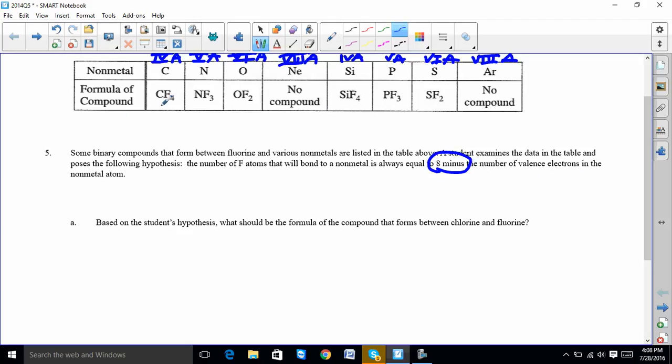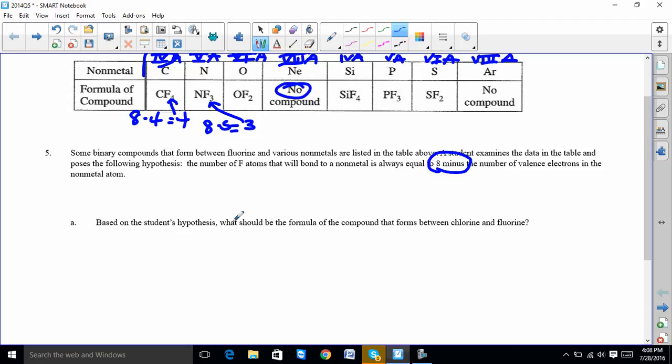So let's think about this. 8 minus 4, because it's in group 4A, is 4. And there are 4 fluorine atoms. And then 8 minus 5, because this is in group 5A, is 3. And notice there's 3. 8 minus 6 is 2. 8 minus 8 is 0. 0 means no fluorine. So this is interesting. Notice he's got 4A, 5A, 6A, 8A.